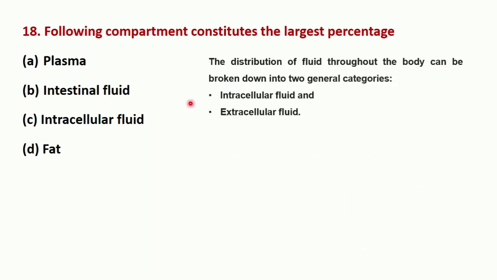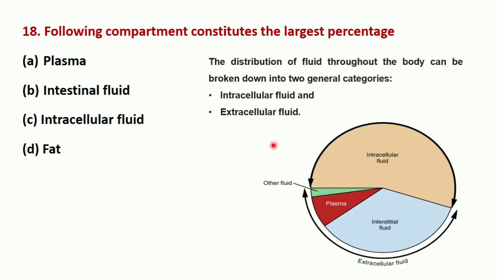The distribution of fluid throughout the body can be broken down into two general categories: intracellular fluid and extracellular fluid. Intracellular fluid means the fluid present inside the cell, in the cytoplasm. Extracellular fluid means the fluid between the cells, which we consider the interstitial fluid. And the fluid in the blood circulation is the plasma. You can see the broad picture given here.